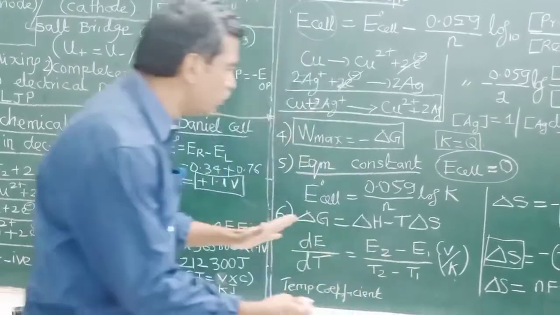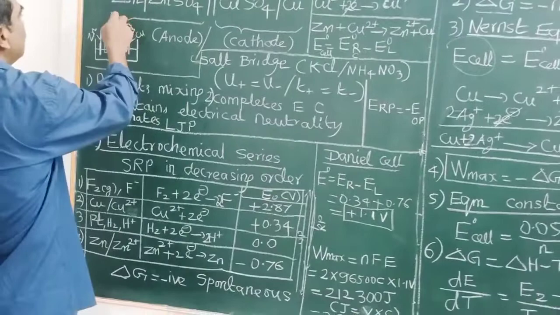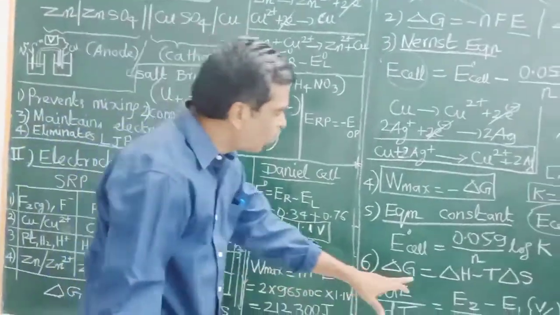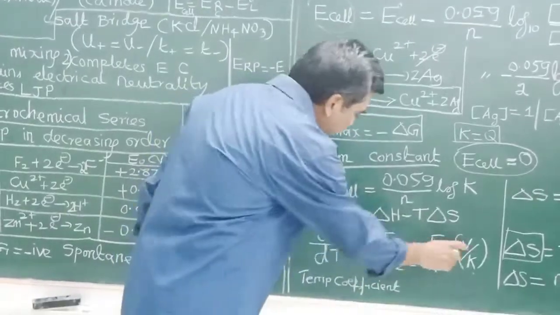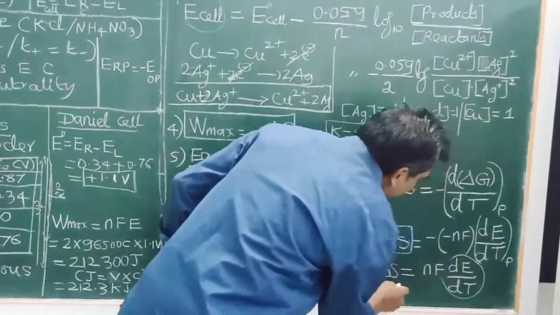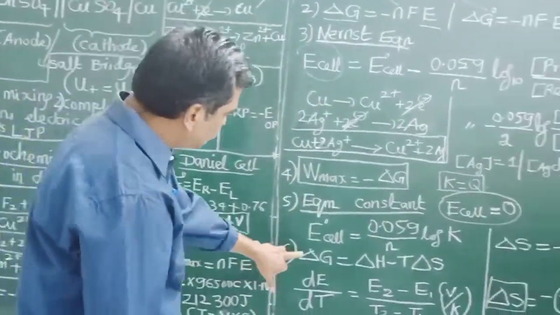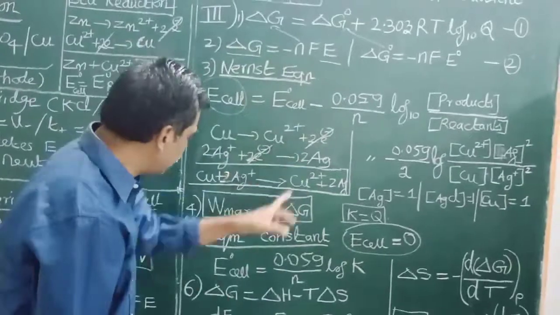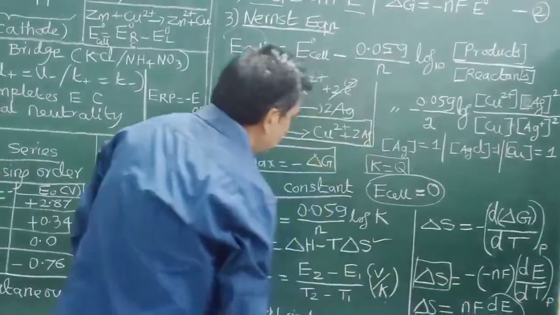You determine the EMF of the cell with the voltmeter. We can measure the voltage produced. So you know E2 and E1 at two different temperatures. Then we can calculate dE by dT. So we can easily calculate the delta S. Now, what is delta G? Delta G is nothing but minus nFE. You substitute nFE here. So delta S we know from this expression.